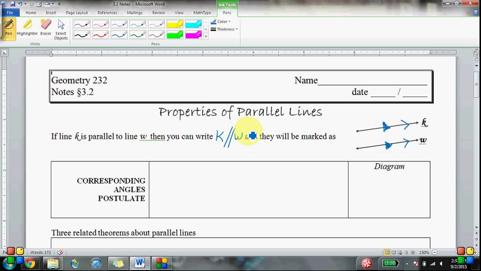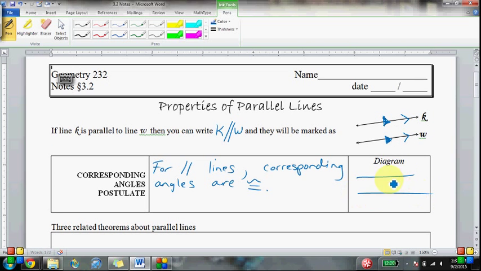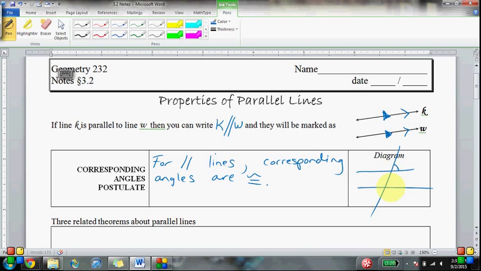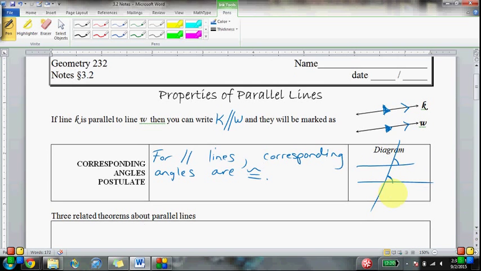So, corresponding angles postulate. These two slashes mean parallel, so for parallel lines, corresponding angles, which we talked about in the last section, are congruent. For example, if we've got parallel lines and a transversal intersecting those parallel lines, corresponding angles would be congruent. For example, this angle is on the top right. This angle is also on the top right of these four angles. These are corresponding angles, so those would be congruent to each other, and that would be true for any of the corresponding angles.